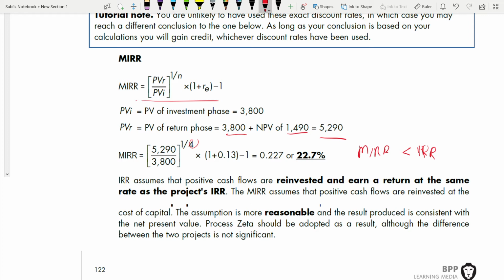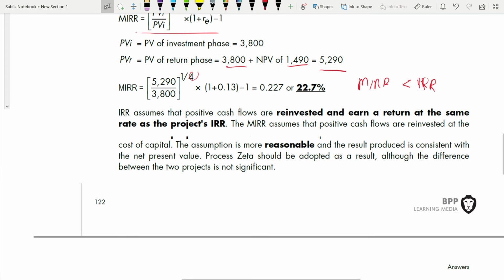So now let's see. Just writing is not enough. You have to state what the answer means. IRR assumes that positive cash flows are reinvested and earn a return at the same rate as the IRR. This you should know, the sentence you should remember. MIRR assumes positive cash flows are reinvested at the cost of capital. The assumption is more reasonable, which assumption? MIRR. And the result produced is consistent with the net present value.